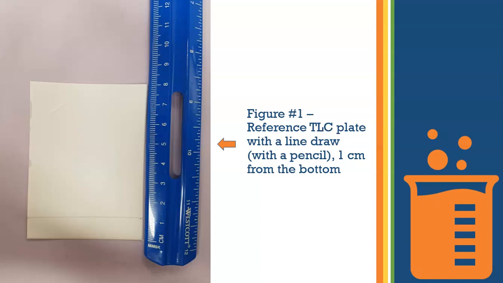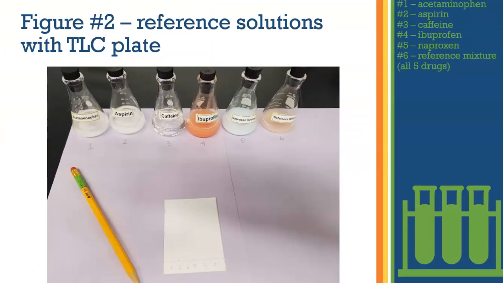To start, a TLC plate was used and a line was drawn with a pencil 1 centimeter from the bottom of the plate. On the 1 centimeter line, 6 small dash marks were made and numbered 1 through 6. Above are the 6 solutions that are used on the reference plate. Notice that a wooden pencil is used for this, not a mechanical pencil or a pen.